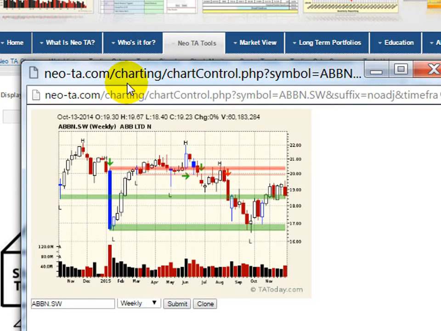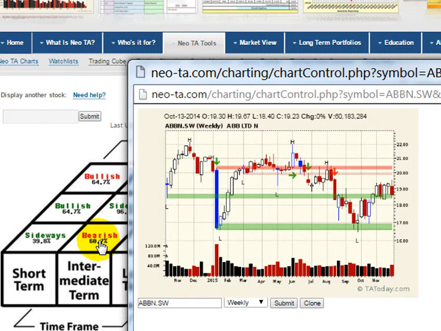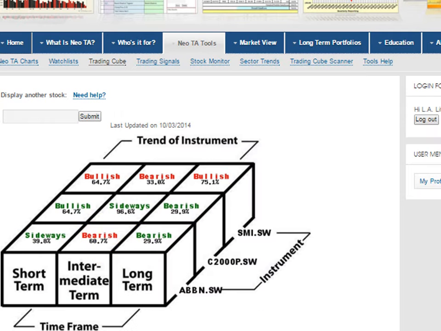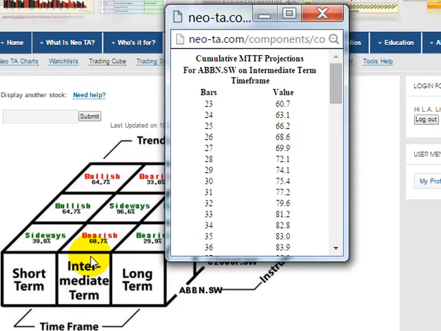when I clicked on it, what happened was it brought up the weekly chart. If I click on bearish, I'll get the weekly chart. What I was trying to click on is the little MTTF below it, and what that does is it brings up the MTTF chart. And what this says is that for this time frame, weekly, we are 23 bars into a bearish move. That means that the probability that this bearish move is going to fail is about 60% now.